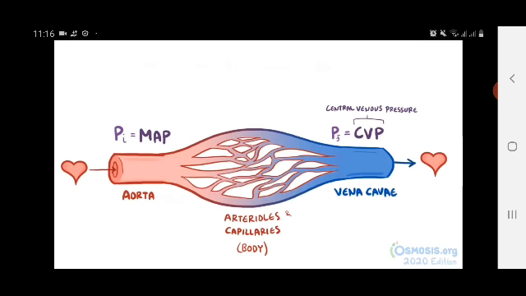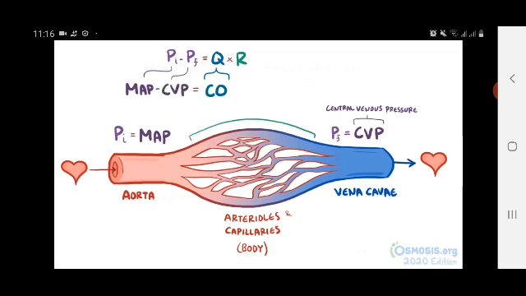Looking back at our equation, pressure initial minus pressure final equals flow rate times resistance. The flow rate is the total blood flow through all of the blood vessels and organs, which is also called the cardiac output, and is measured in liters per minute. Pressure initial is also mean arterial pressure, and pressure final is central venous pressure. And finally, the combined resistance of all the blood vessels of the systemic circulation is called the systemic vascular resistance, or the SVR.